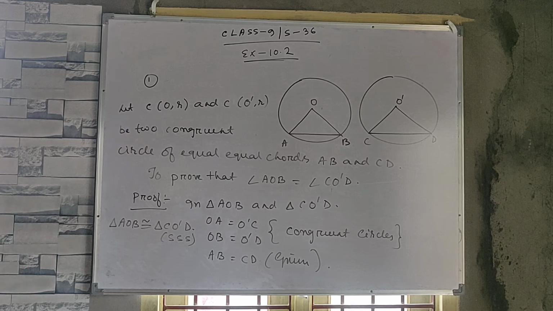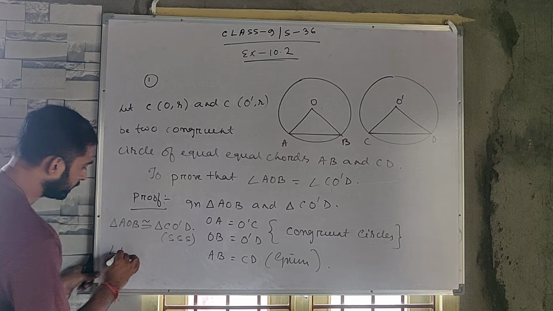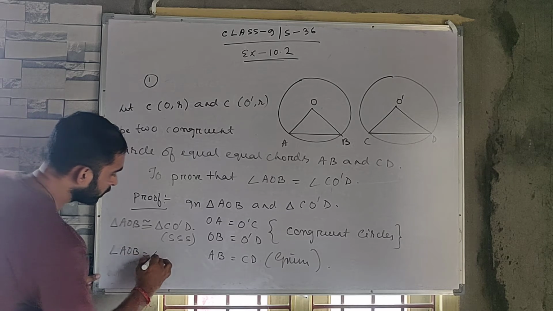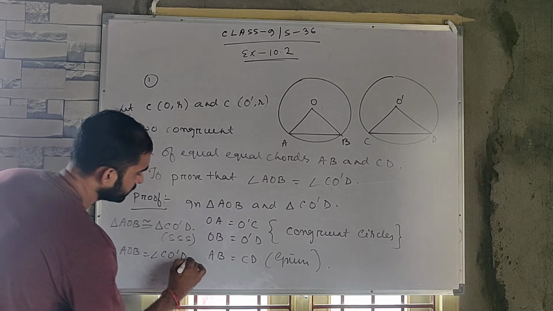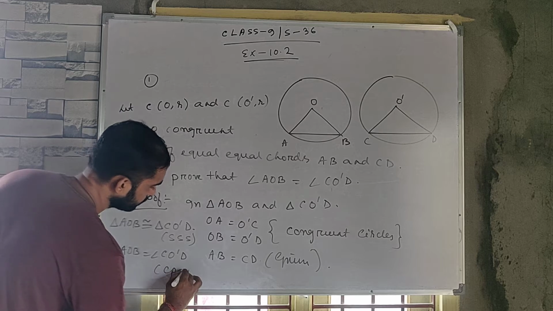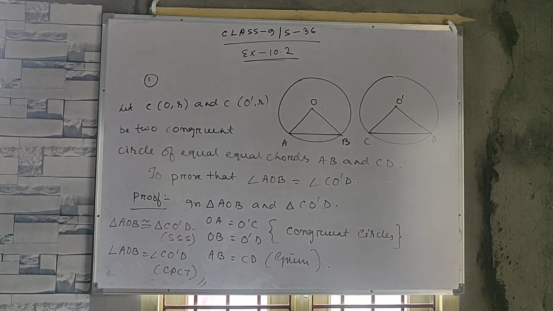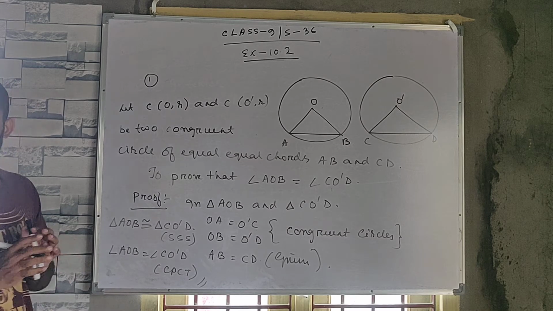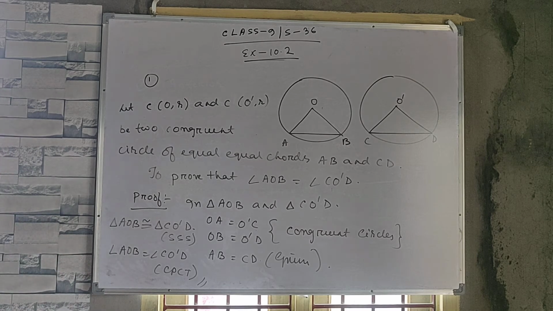They are congruent because of sides. So if they are congruent, then angle AOB is equal to angle CO'D, that is CPC. Done. So this is our target. They proved that angle AOB equals angle CO'D. Done. This is the solution.